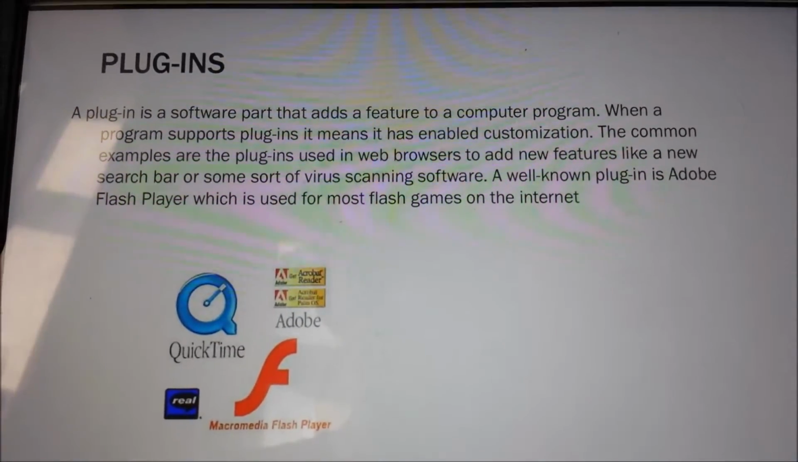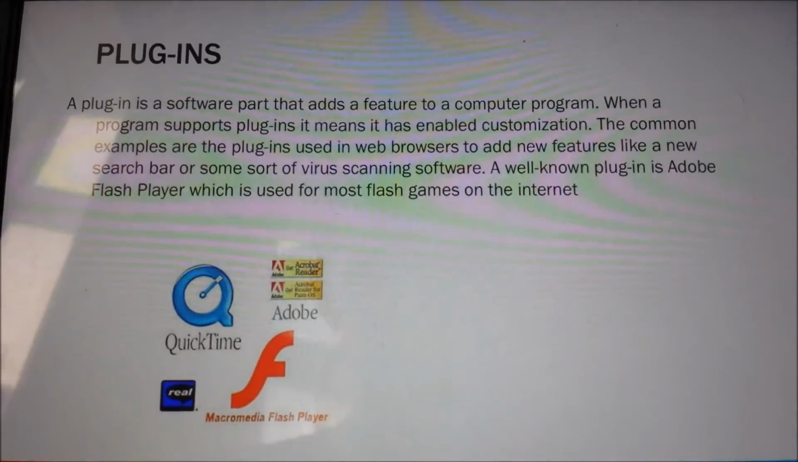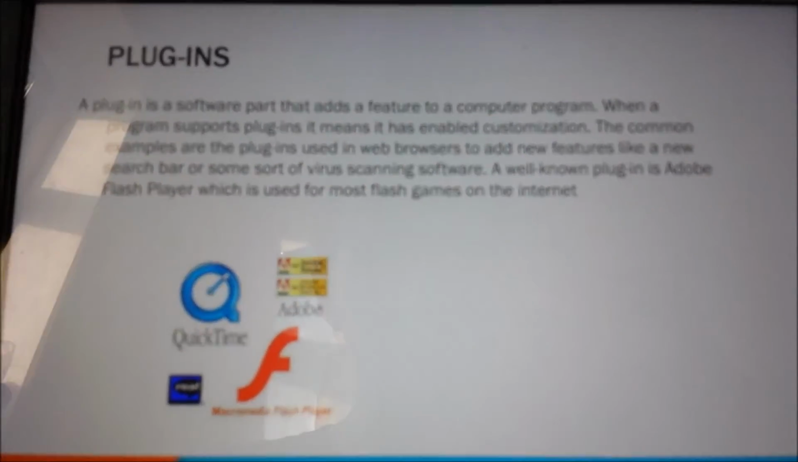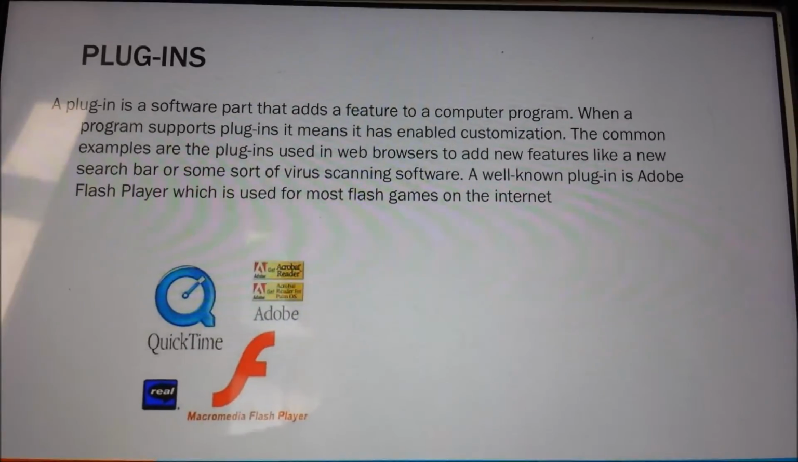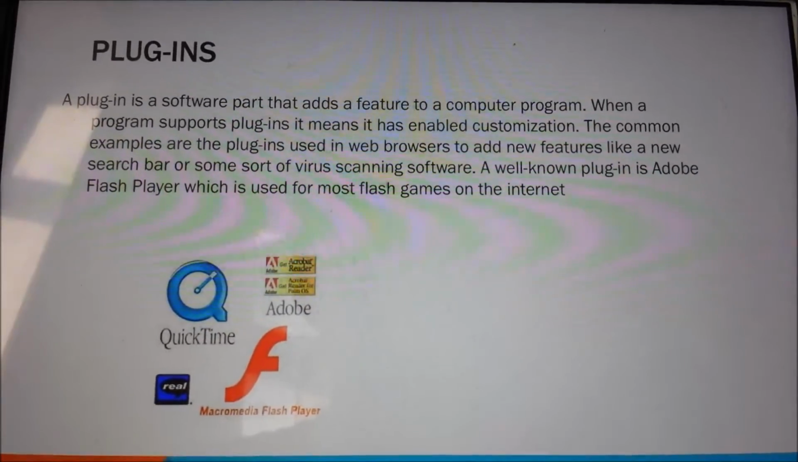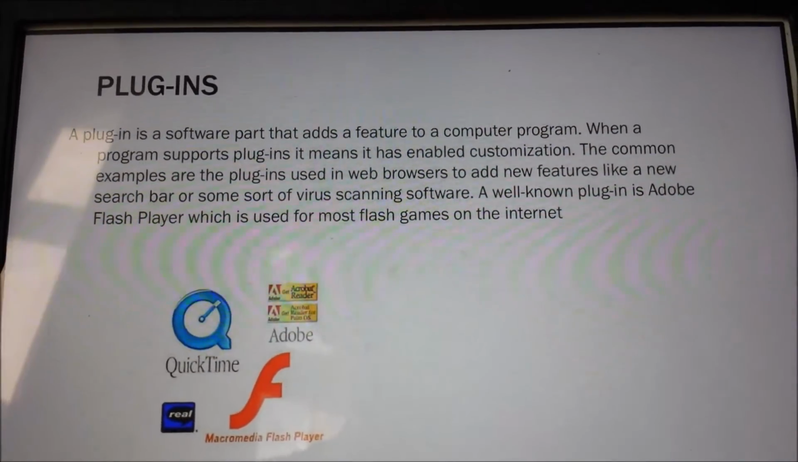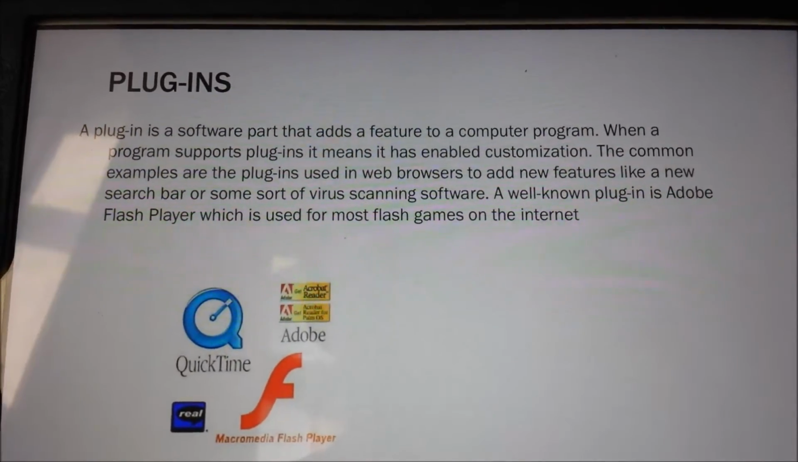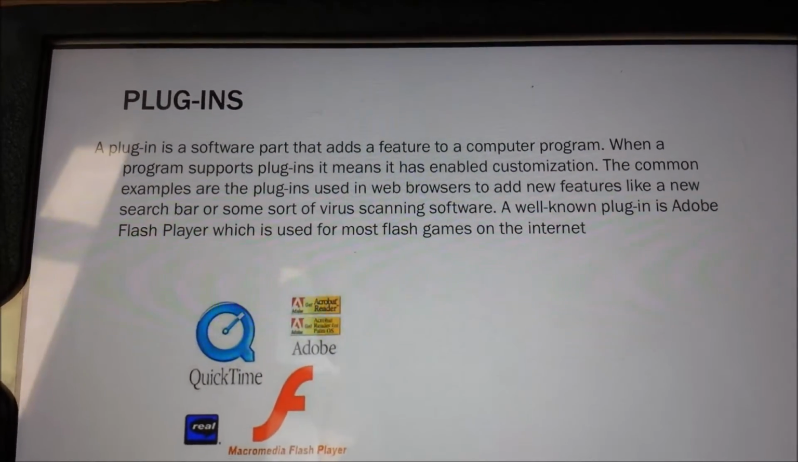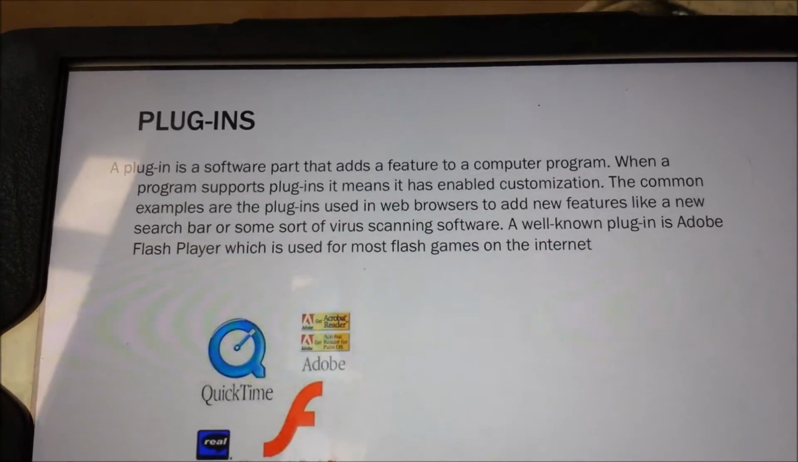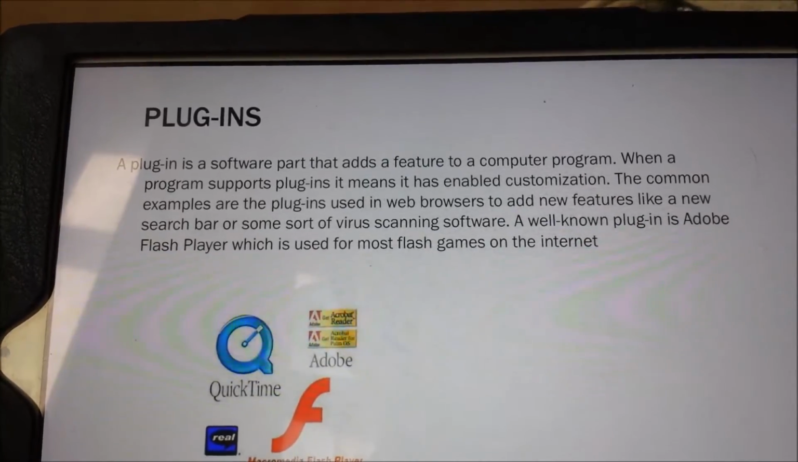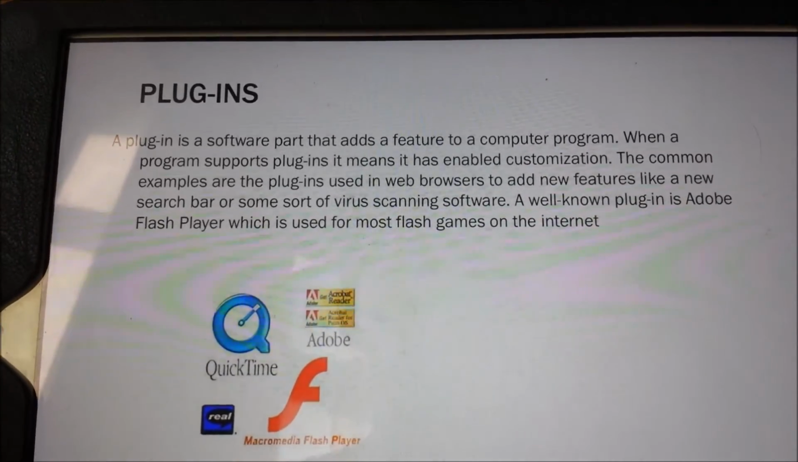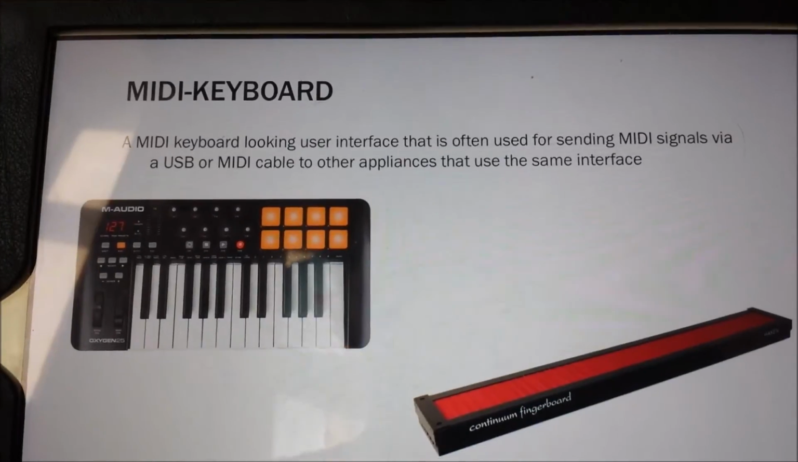Plugins. A plugin is a software part that adds a feature to a computer program. When a program supports plugins, it means it has enabled customization, so you can add different things to it, such as web browsers. Sometimes you'll download something, it'll give you a new search bar, or it'll change the way your search engine works. A well-known plugin is Adobe Flash Player, which is used in most Flash games on the internet.